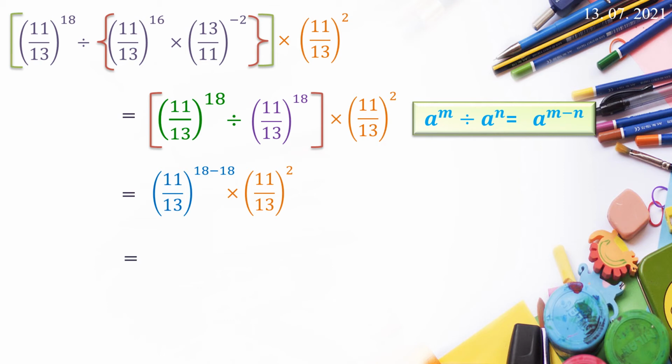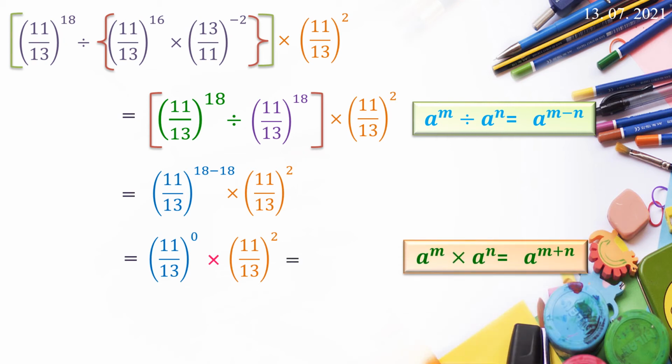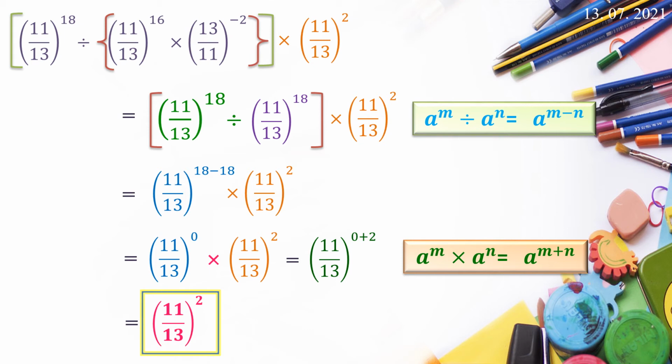On subtracting, we get (11/13)^0 into (11/13) whole squared. We can use the first law to simplify this. The first law is a^m into a^n is equal to a^(m plus n). Using this law, we can simplify this and it becomes (11/13)^(0 plus 2). And adding the power, we get (11/13) whole squared. This is the solution for the sum. (11/13) whole squared is the solution.